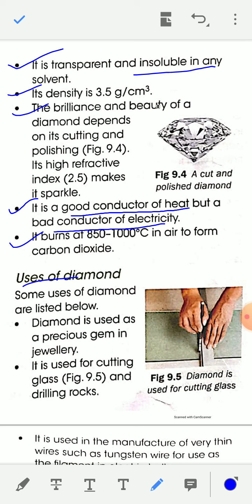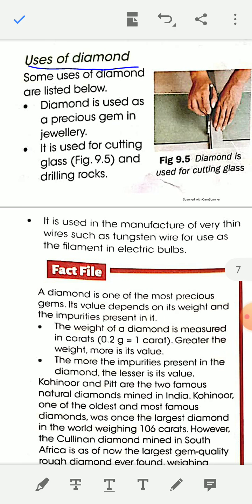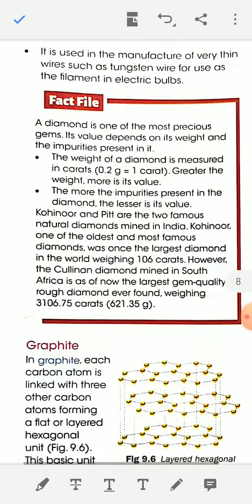Now, use of diamond. You have to remember two or three properties of diamond and its use. Diamond is used as a precious gem in jewelry, and it is used for cutting glass and drilling rocks. These are some use of diamond.